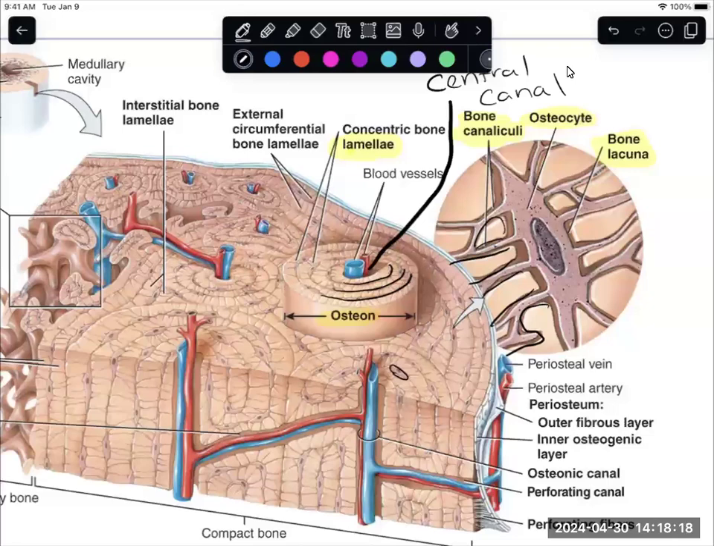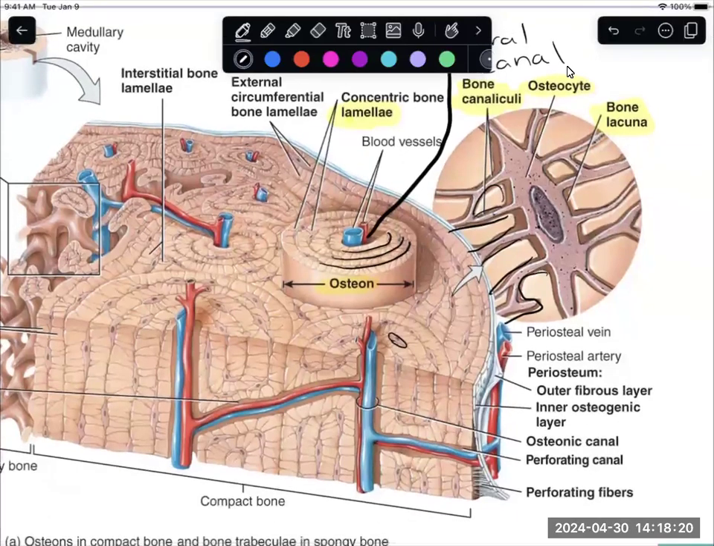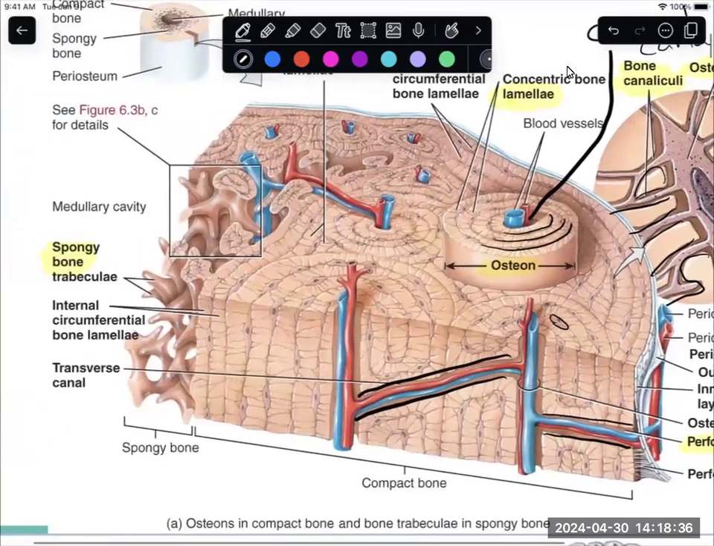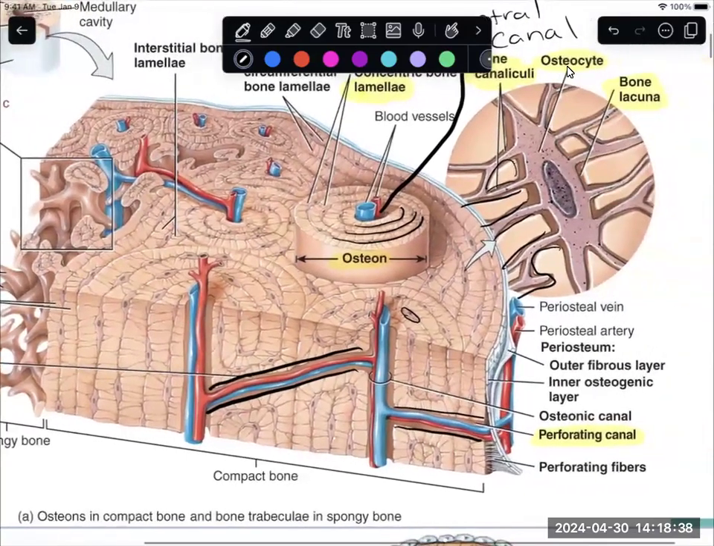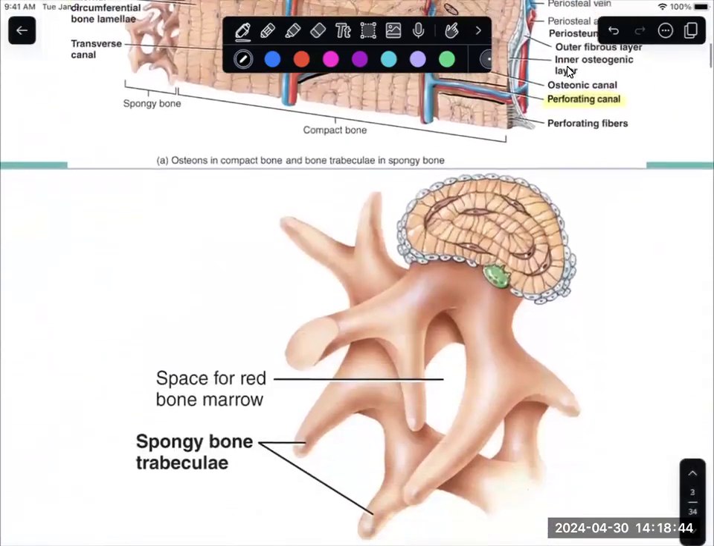There's one more. We have perforating canals. A perforating canal is where, going through the middle of an osteon, one blood vessel connects to another blood vessel. These are through those perforating canals. And that is everything on our bone.